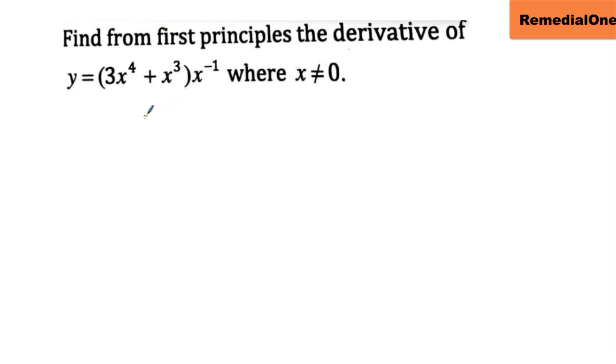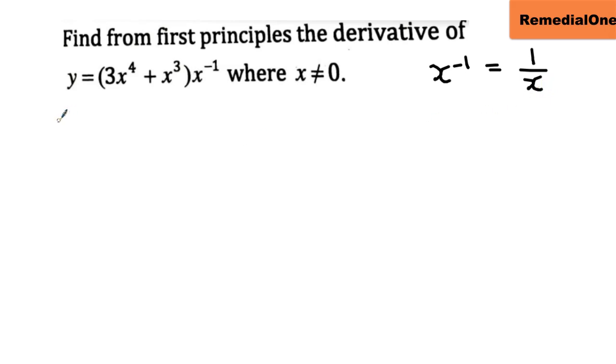So we have been given y equals, in brackets, 3x to the power 4 plus x cubed, close bracket, times x to the power negative 1. The reason why they are saying that x is not equal to 0, you have to know this: x to the power negative 1 is the same as 1 over x. So that's the reason why. This x is not supposed to be equal to 0, because if it is equal to 0, it's not defined.